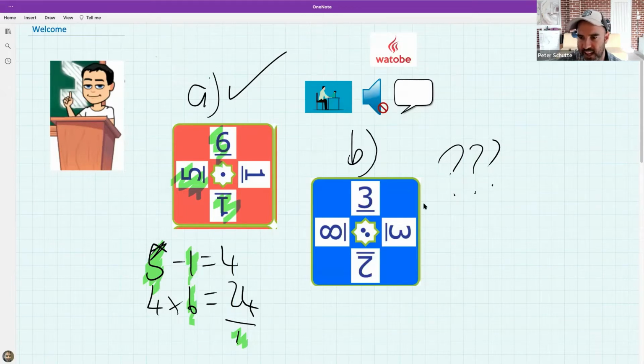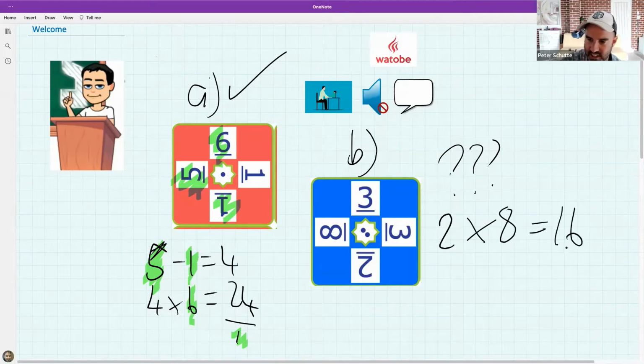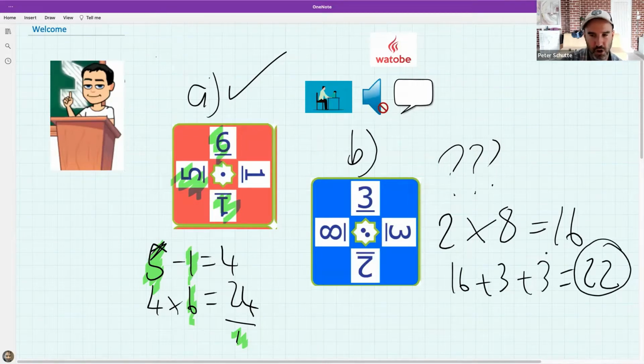Ooh, Pumuzile has said 2 times 8. Has she snuck in there at the last minute? 2 times 8 is 16. 16 plus 3 plus 3, you're close, but no cigar, because you've got 22. But that was a good effort.